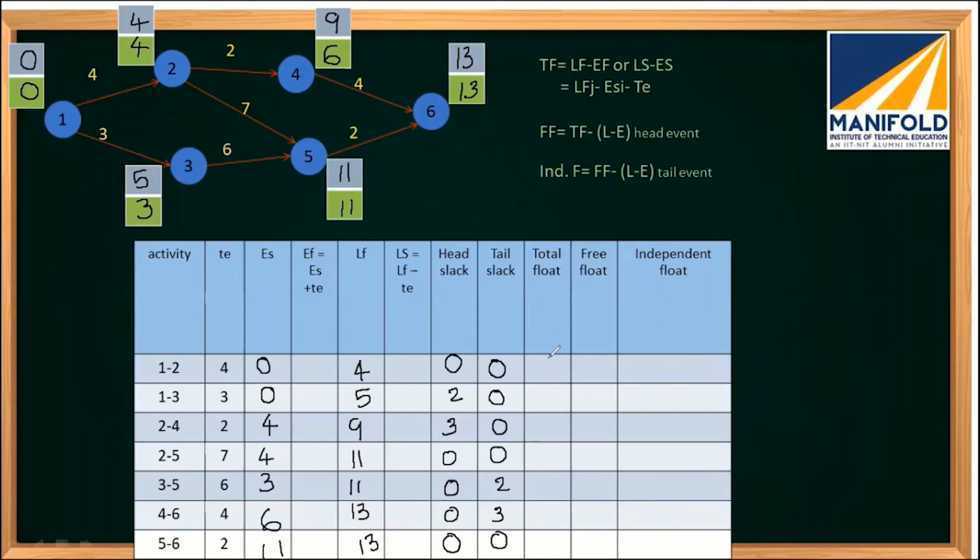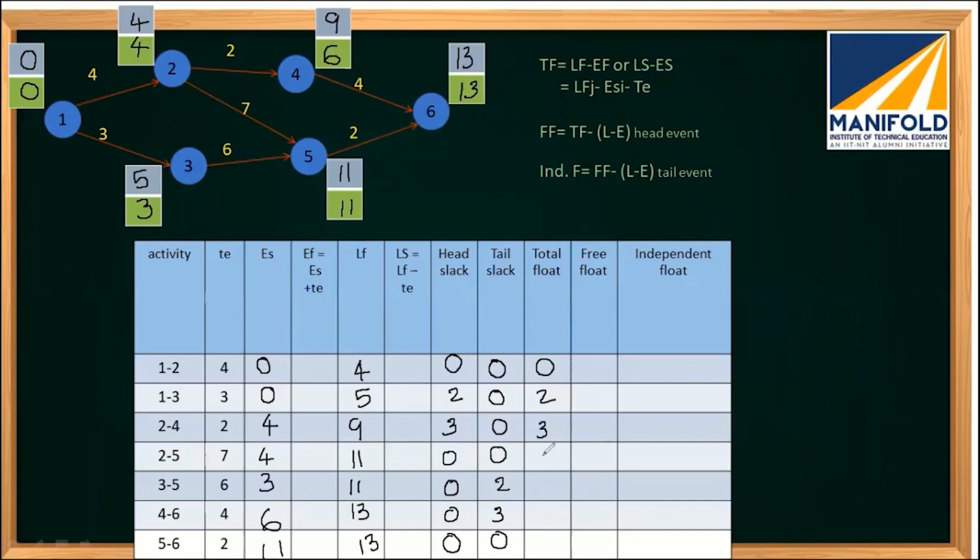Now, total float. Here we have an equation. Total float is LF minus ES minus T. So LF is here, ES is here, minus T. That will give you the total float. So for the 1 to 2, 4 minus 0 minus 4 will be 0. So 1 to 3, it will be 5 minus 0 minus 3, which is 2. For 2 to 4, 9 minus 4 minus 2 will give you 3.